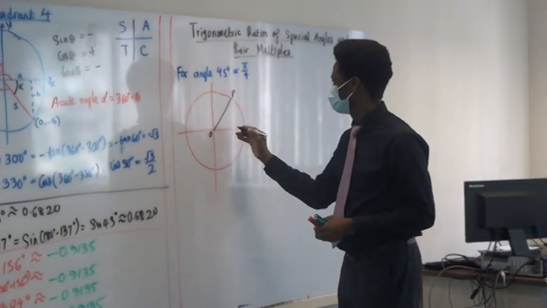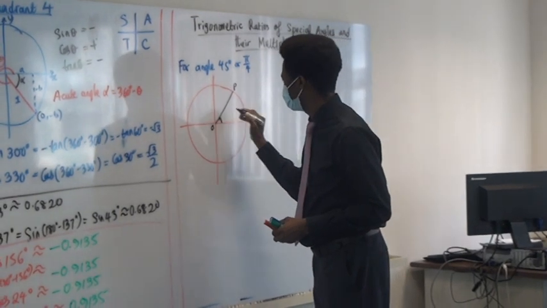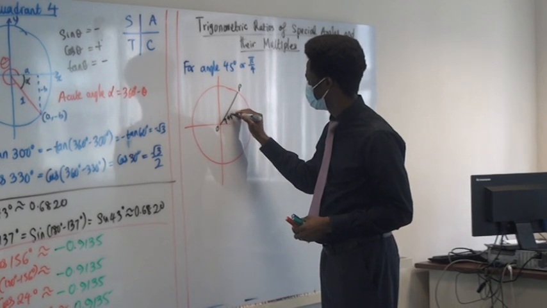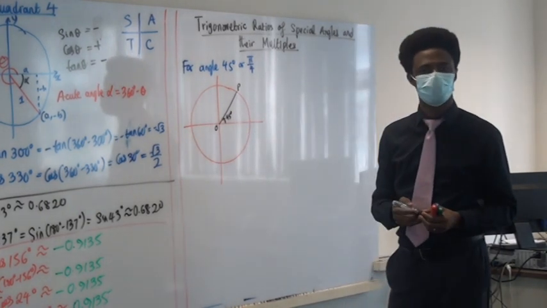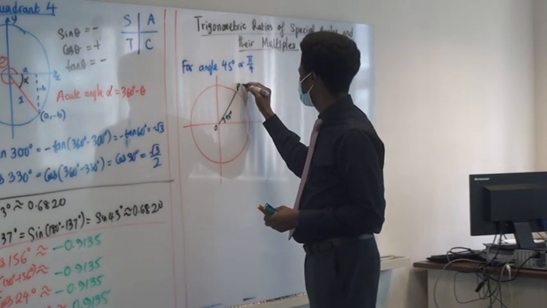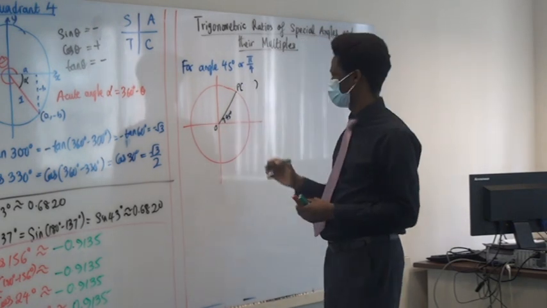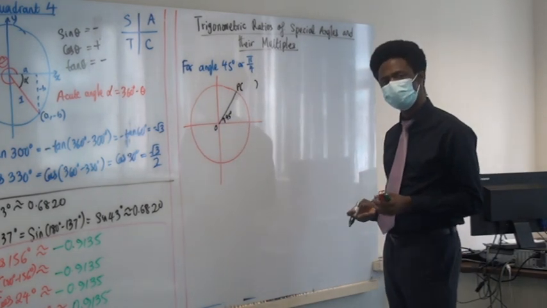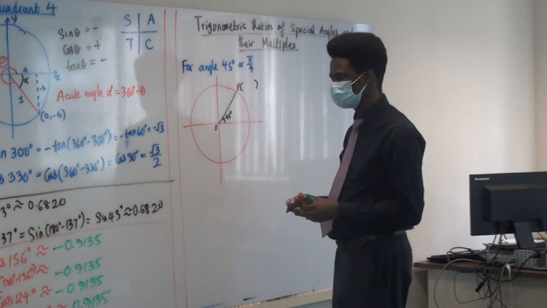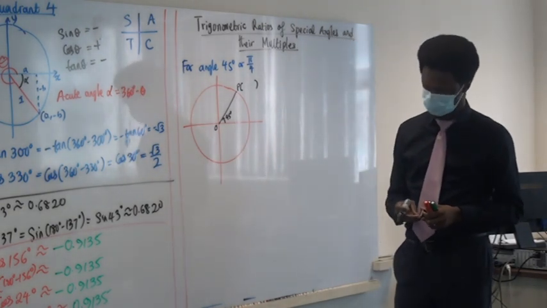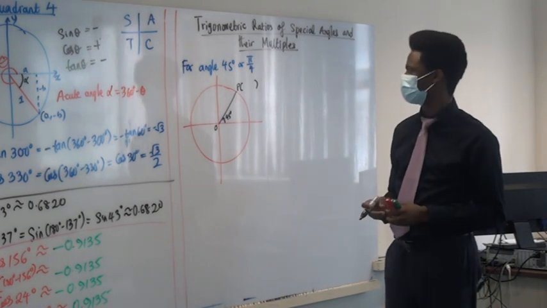If my OP has moved through an angle of 45 degrees or pi over 4, so this is my 45 degrees, what can you say about the coordinate of P? Anyone? Yes? Cos 45, sine 45. I just said cos, and you are still going on with the sine.